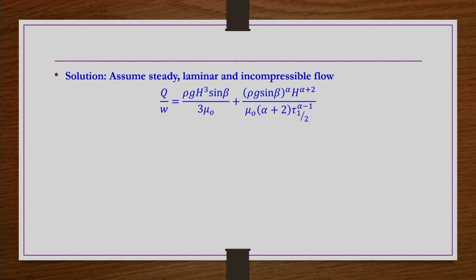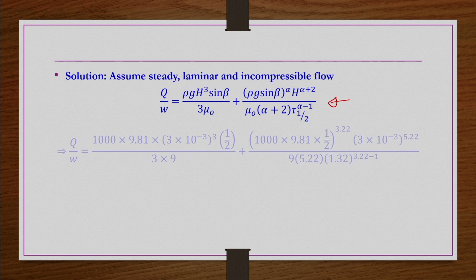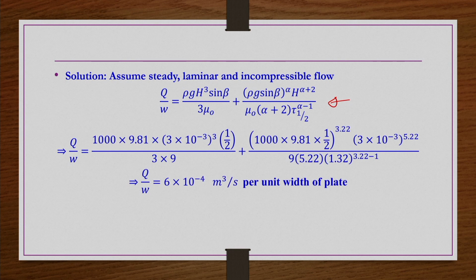We just developed Q by W equal to this expression. In the right hand side everything is known: rho, g, h, beta, mu naught, alpha, tau one-half. When you substitute and simplify, you get 6 multiplied by 10 to the power minus 4 meter cube per second per unit width of the plate. So, that is the volumetric flow rate.